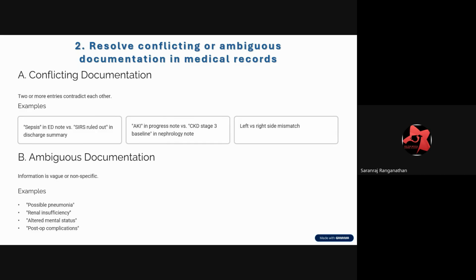So something like non-specific documentation, we call it ambiguous documentation. Conflict in the documentation means two or more entries contradict each other. For certain conditions, especially I've given two examples you can see here, sepsis and SIRS. These both are interrelated.